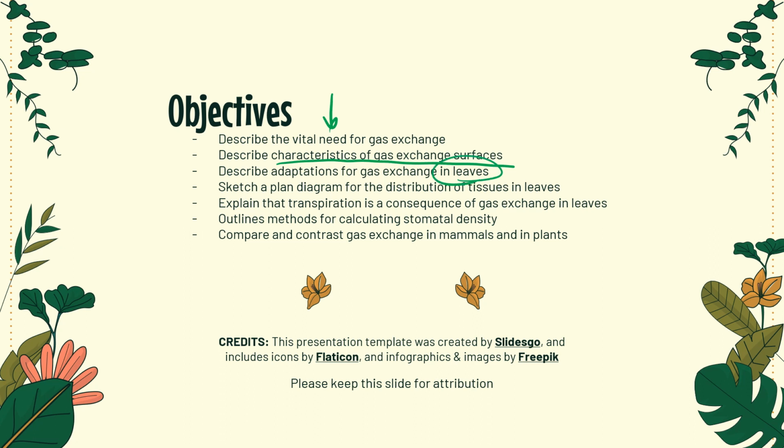Adaptations in leaves, we have that spongy mesophyll. There are the stomata with the guard cells. We talked about our plan diagrams, so those super simple sketches that are showing the distributions of the tissues in the leaves. We talked about how transpiration, that movement of water from the roots up the stems, out the leaves, is the consequence of gas exchange in the leaves. We talked about how we can calculate stomatal density, and then we wrapped up with our lovely Venn diagram, comparing and contrasting gas exchange in mammals and in plants.